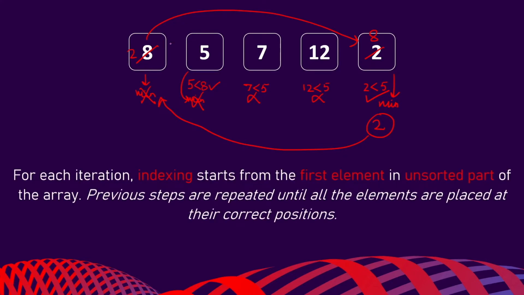Now in the next iteration, we are going to start with this number as the minimum element, because this part will be considered the sorted part of the array. And now we will be moving on with the elements in the unsorted part. So in the next iteration, it is going to be 5, and then we keep on checking for the minimum element. The indexing for every iteration will start from the first element in the unsorted part. As I said, in the next iteration, I begin with 5. And then we are going to repeat all the previous steps until all the elements are placed at their correct places and the entire array is sorted.